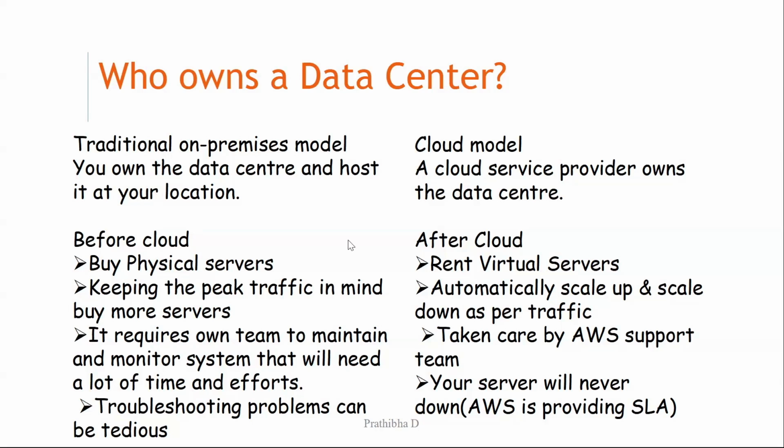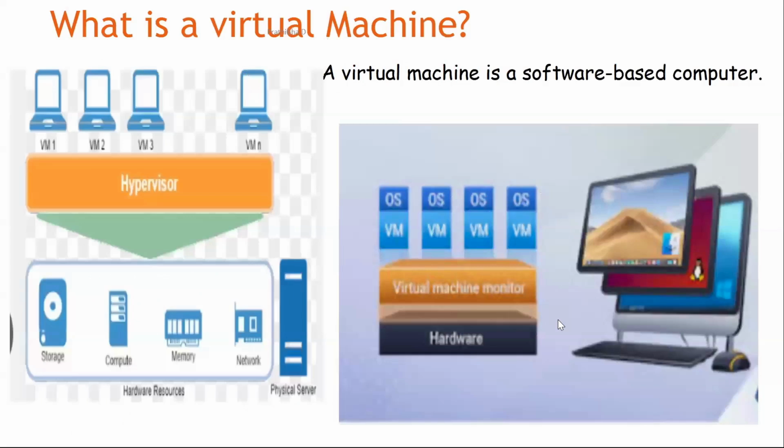But in a cloud model, what is happening? Since it has data centers across the world, you automatically get more servers, and it is taken care of by AWS. So this is about a data center.